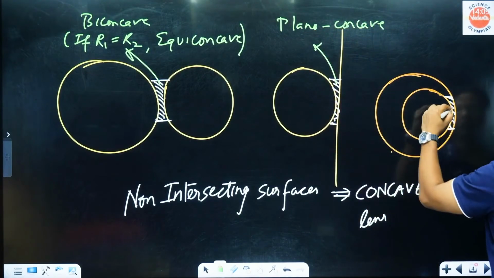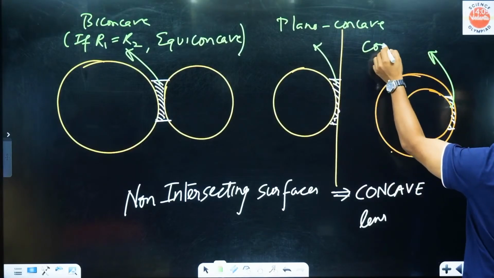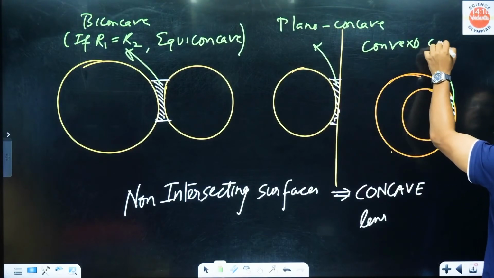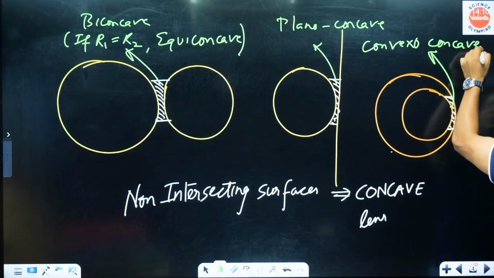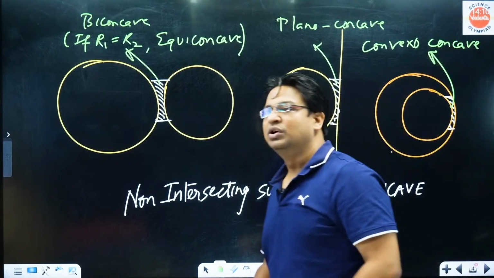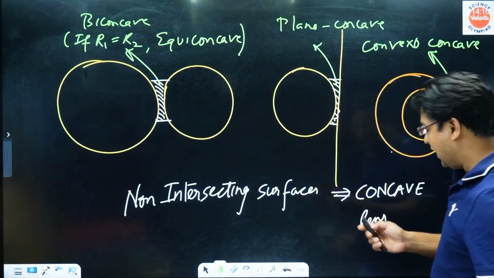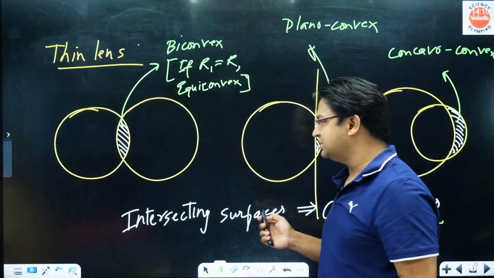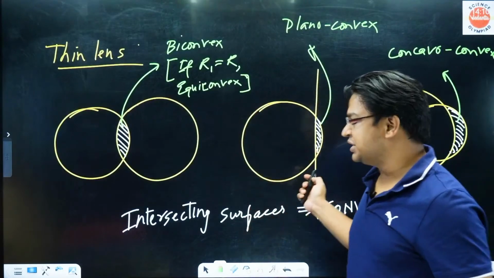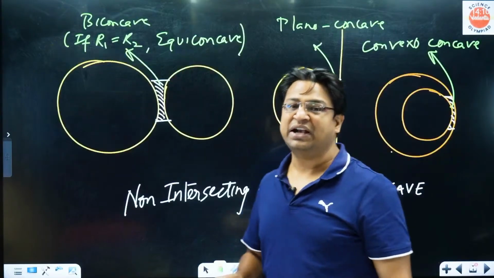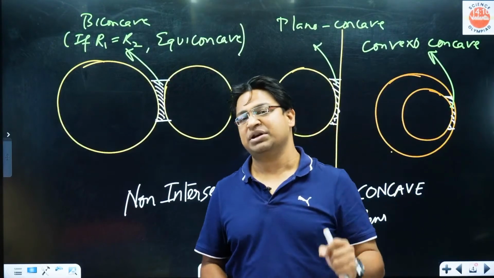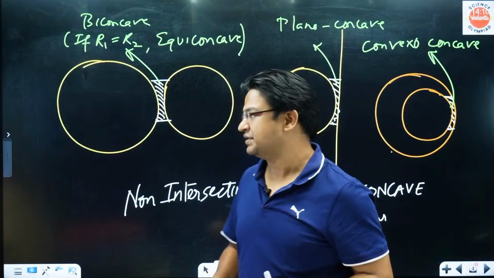And this one, what would it be called? Convexo-concave. Okay, this one would be called convexo-concave. So we have looked at two categories of lenses: the convex lenses, which are made up of intersecting surfaces, and the concave lenses, which are made up of non-intersecting surfaces.